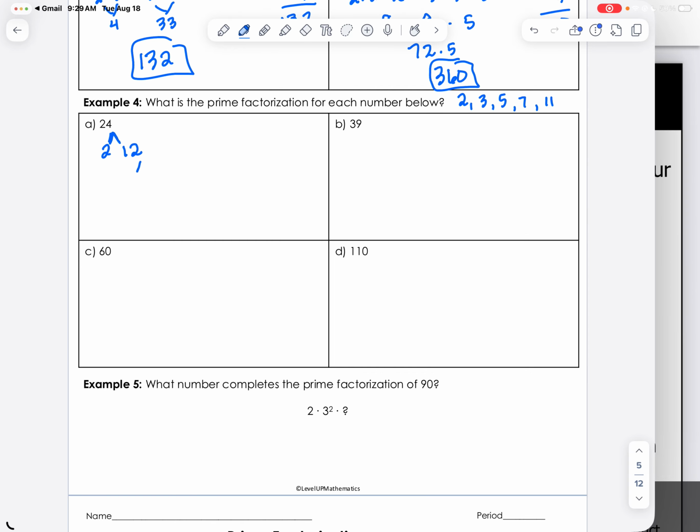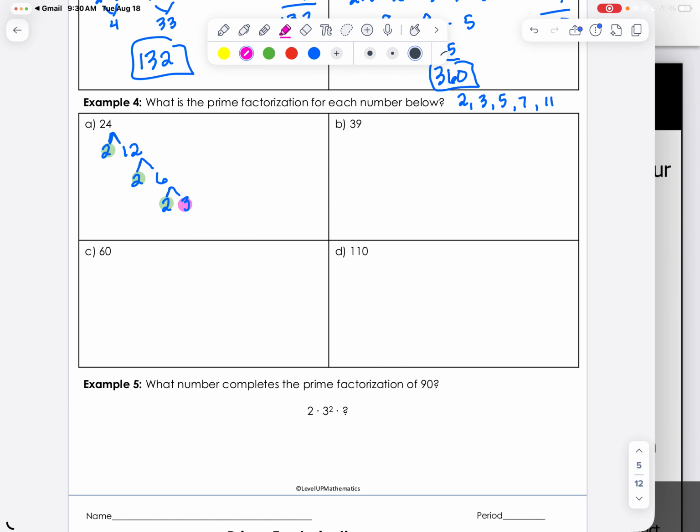So now I'm going to do the same thing with 12. 12 is 2 times 6. So I have the branch with the 2 is finished, but I can now break 6 down to 2 times 3. Once you have prime numbers at the bottom of all your branches, you're done, okay?